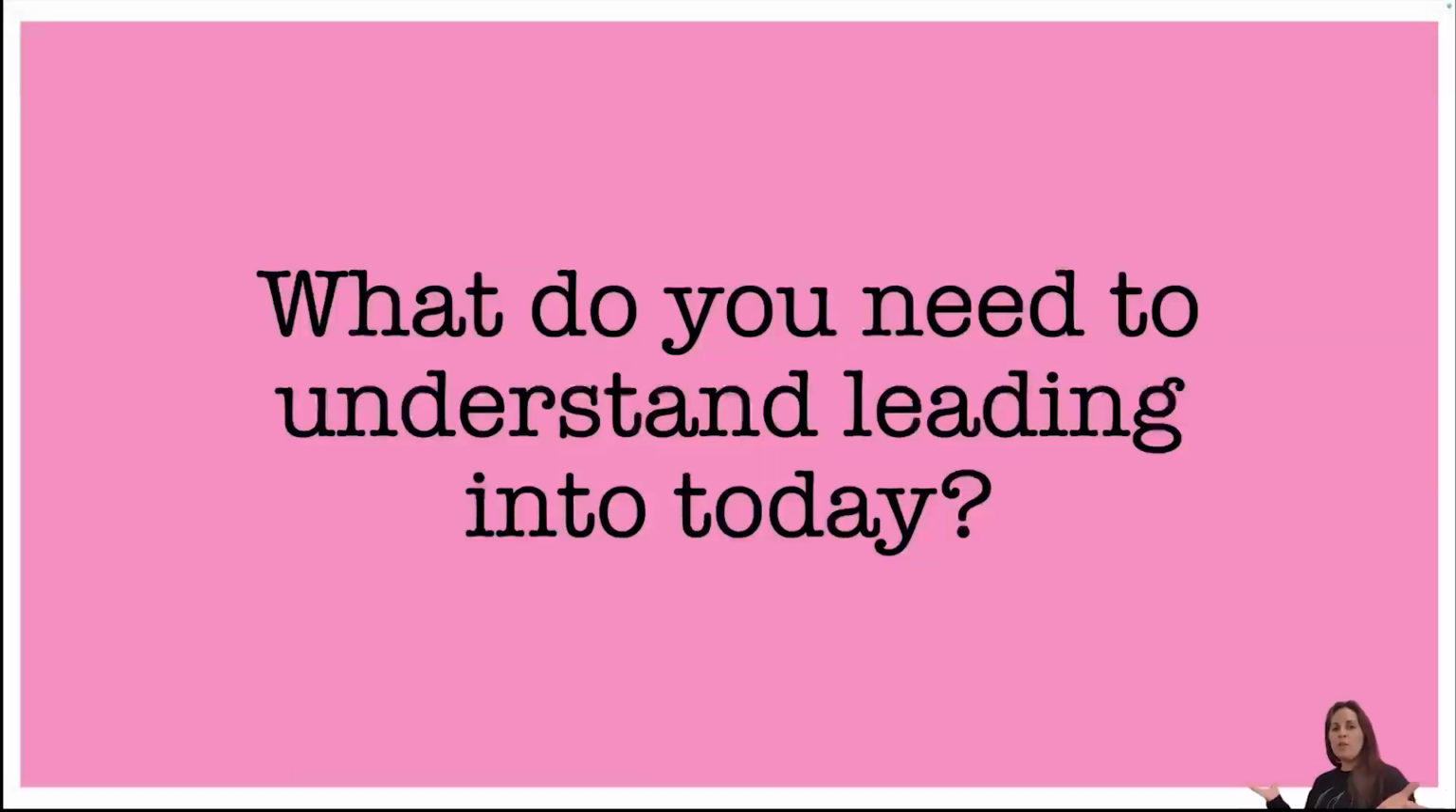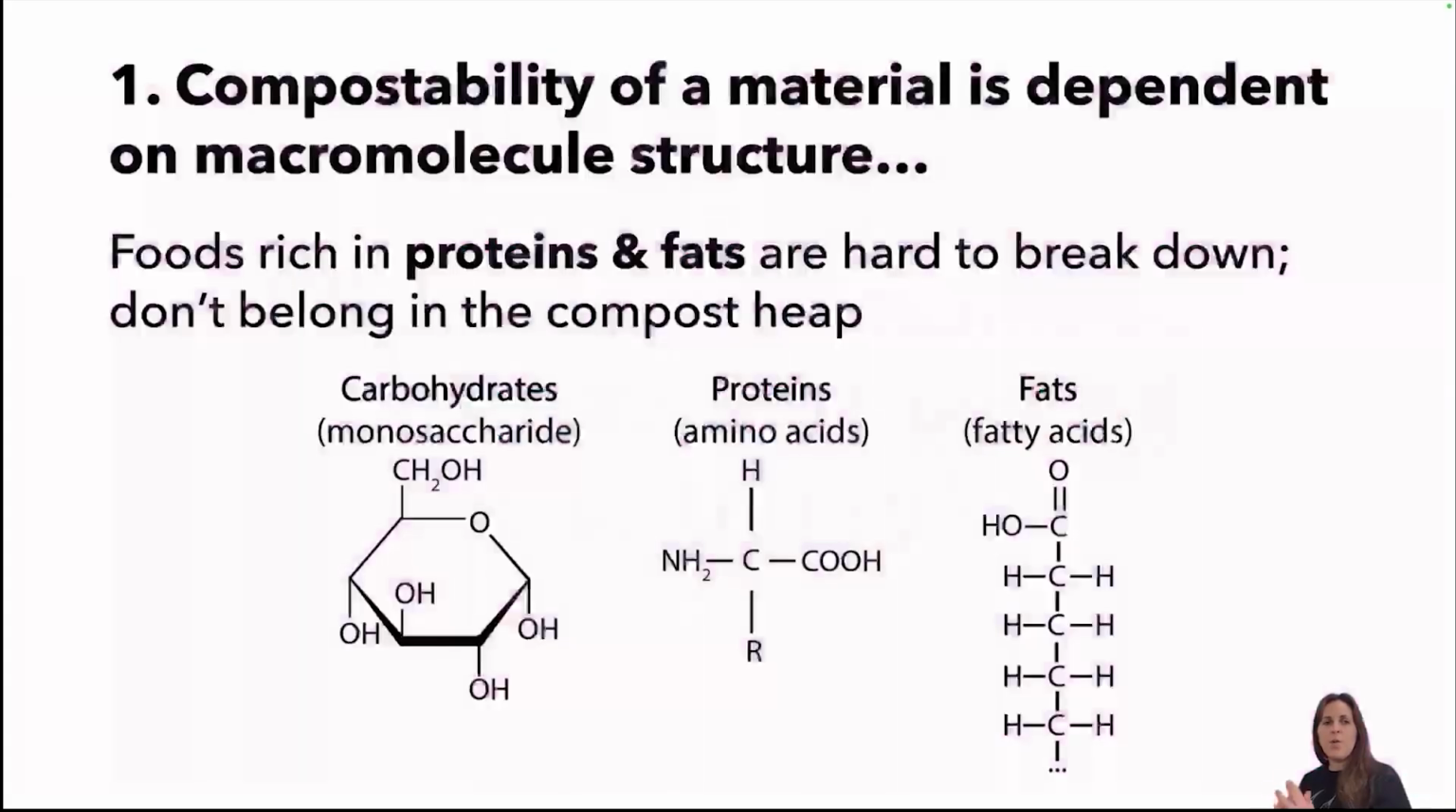All right. So, what do you need to understand from that particular discussion leading into today's conversation? Well, first, we need to understand that the compostability of any given material is dependent on the macromolecular structure. All right, so those are some really big words, but effectively what this boils down to is that foods that are rich in proteins and fats are hard to break down, and they don't belong in a compost heap.